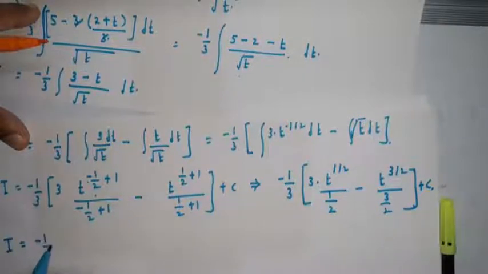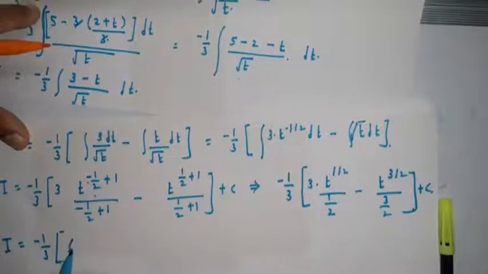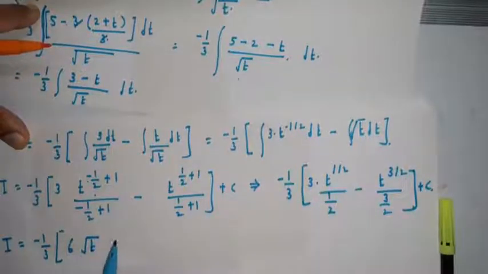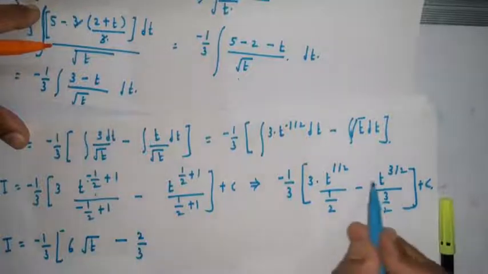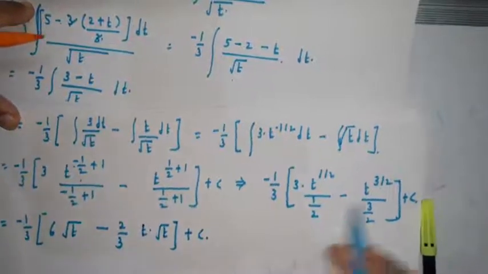And hence the integration I is minus 1 by 3 times, minus 3 into 2, that is 6 into square root of t, t raised to half is square root of t, minus 2 by 3, t raised to 3 by 2 means t into root t, and that is plus constant of integration c.